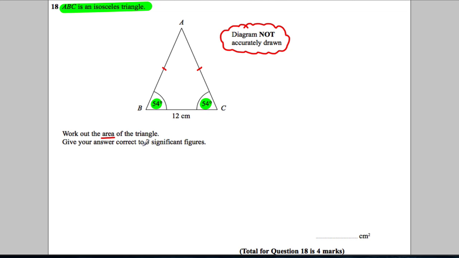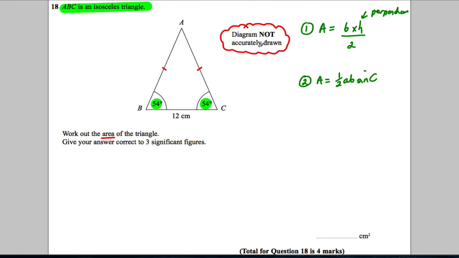Okay, the first thing is that there's a couple of ways of doing it. To work out the area of a triangle, you have 2 formulas. The first formula is that the area is equal to the base multiplied by the perpendicular height divided by 2, where h is the perpendicular height. The other formula you know is that the area is equal to a half ab sine C, where a and b are 2 lengths and C, capital C, is the angle in between those.